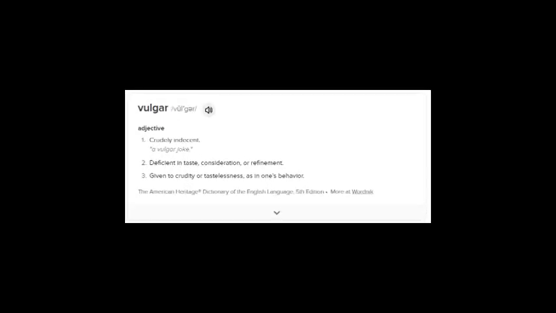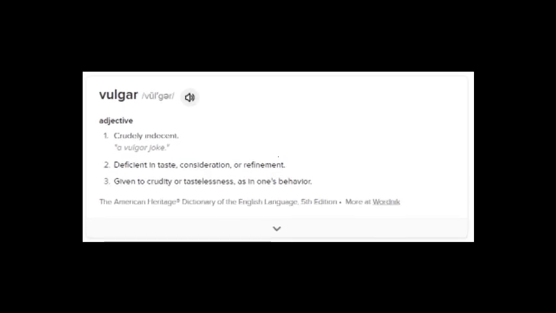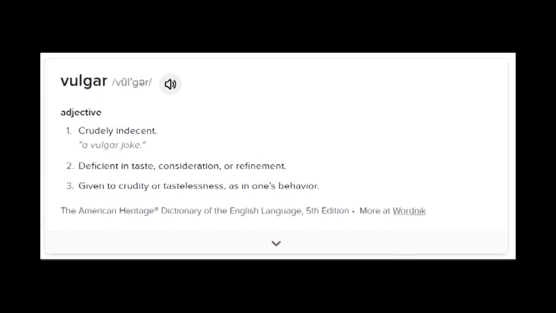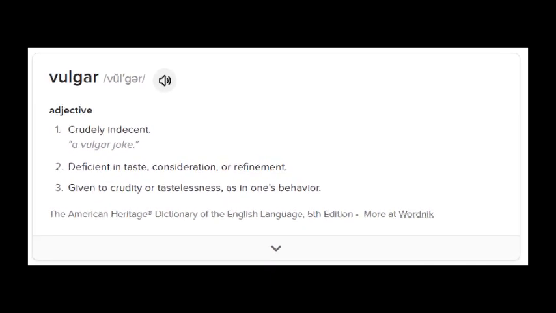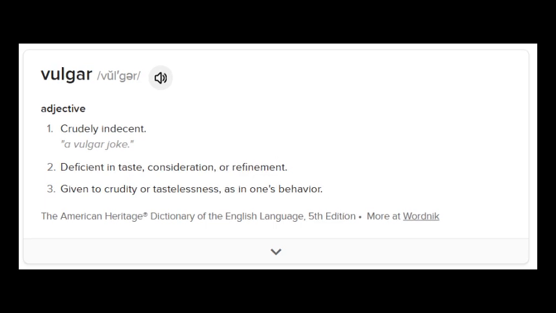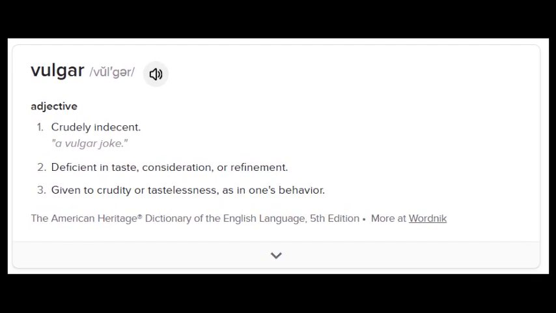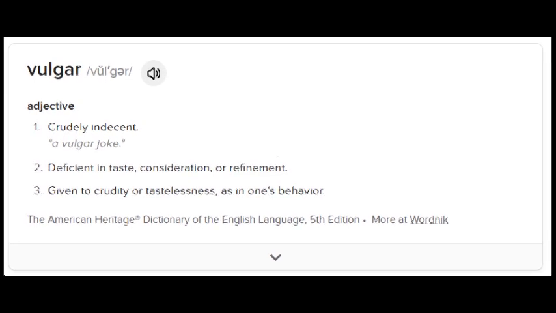Now, the next primary overlay, which we'll break down into subset overlays, because you can, of course, put more than one overlay over the same thing, this will be through the lens of language. To start with, we have the term vulgar, which is listed as crudely indecent, an adjective deficient in taste, consideration, or refinement, given to crudity or tasteless as in one's behavior. So one can all wonder what crude actually means versus its use. That's something important to make as a distinction.